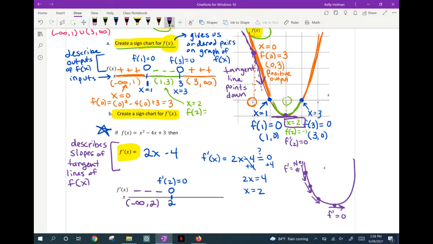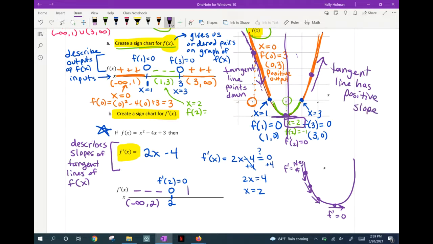So, okay, Blue said, negative. So it doesn't matter that the output of the function is positive. We're just focusing on tangent lines. And same thing on the other side. On the other side of x equals 2, if I pick a point, the tangent line is going to be positive. So the tangent line has positive slope.